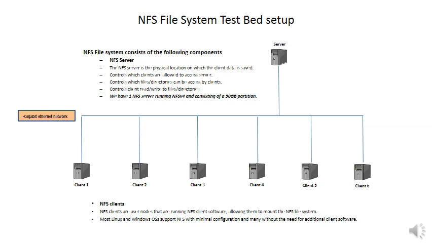The final file system testbed we used was NFS. We set up one NFS server connecting to 6 clients. The NFS server was running NFS version 4 and consisted of a 50 gigabyte partition. The clients mounted the NFS server via the built-in Linux commands. This was by far the easiest setup due to the commands being part of the Linux operating system, compared to Lustre and Hadoop, which required separate packages.